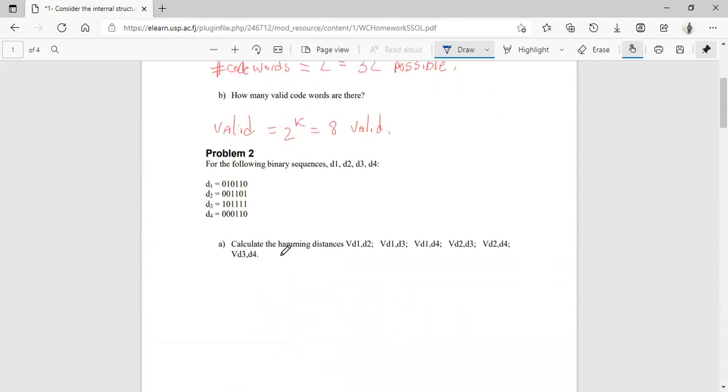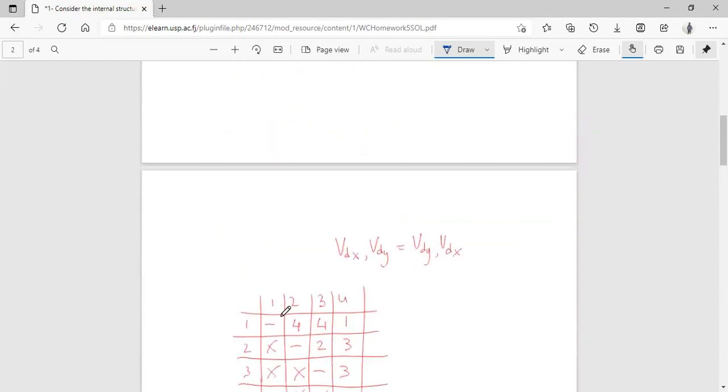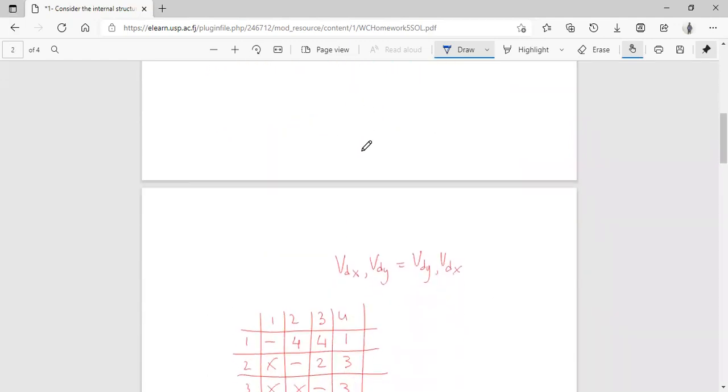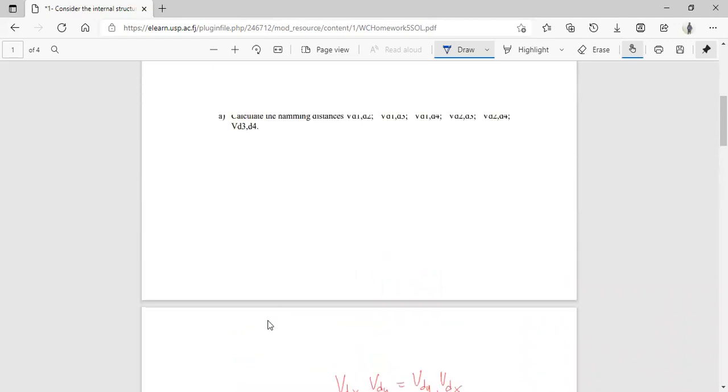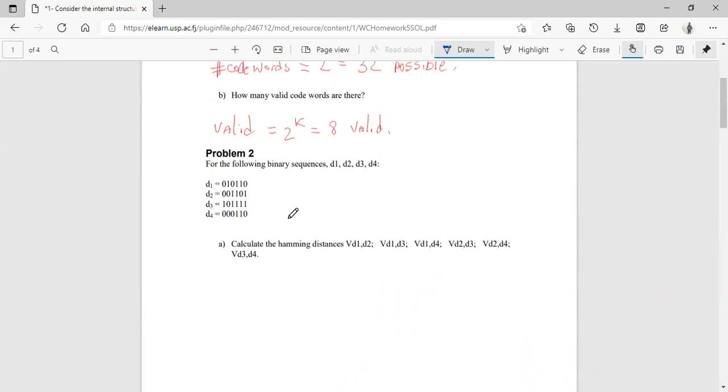Oh, sorry, I forgot about the Hamming distance. The Hamming distance is basically the number of bit differences between each of the data sets, right? So let's do the first one to show you exactly what I mean by the number of bit differences, right? So the distance between D1 and D2, like I said, is the amount of bit difference.